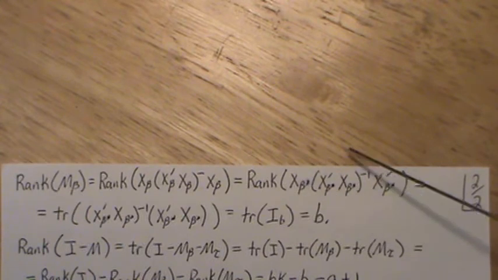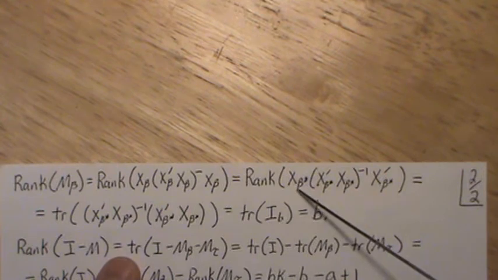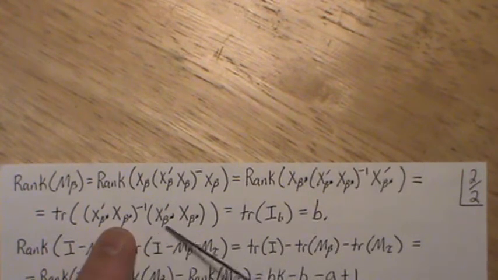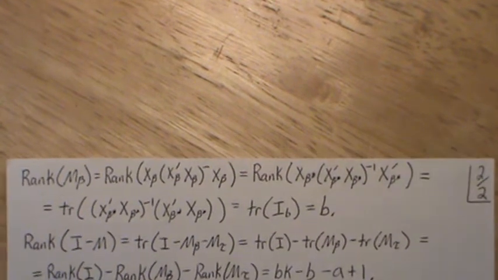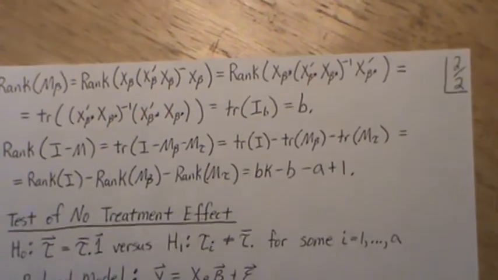But this is still the perpendicular projection matrix, so it's equal to the trace. When we take the trace, we can move that to the back. And then this is the identity matrix, a B by B identity matrix, so the trace is B. So the rank of M beta is B.